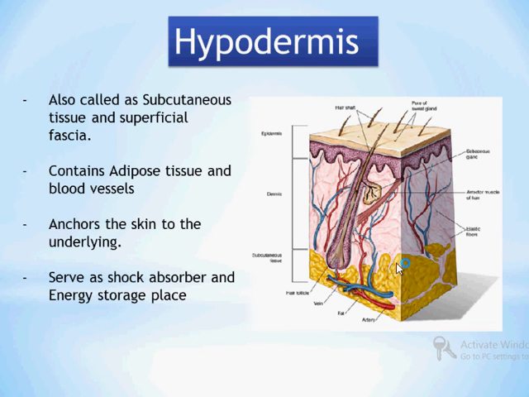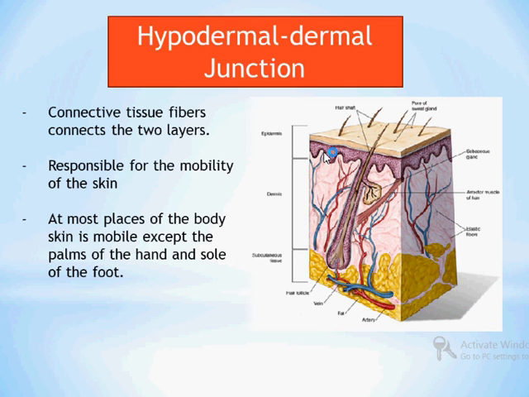So we are done here with the hypodermis. Now if we move just above the hypodermis, lying over here is the junction of the hypodermis and the dermis, which is called the hypodermal-dermal junction. Now this junction connects the hypodermis with the dermis. And how does it connect it? There are connective tissue fibers which run all the way from the hypodermis to the dermis of the skin.